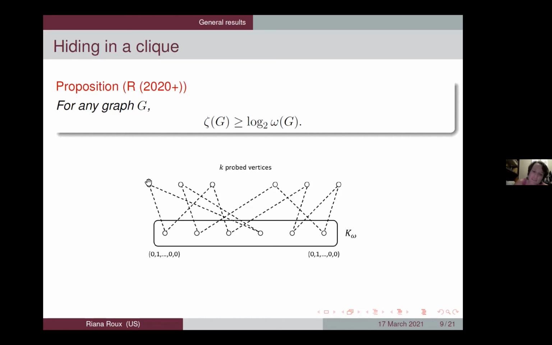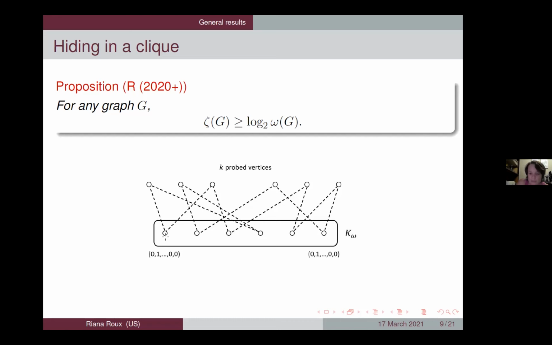So for each of these probe vertices, let's say the shortest distance from that probe vertex to the clique is d. So every vertex in the clique will either be at distance d from the probe vertex, or it would be at distance d plus 1, because every vertex in the clique is adjacent to a vertex at the shortest distance from the probe vertex.